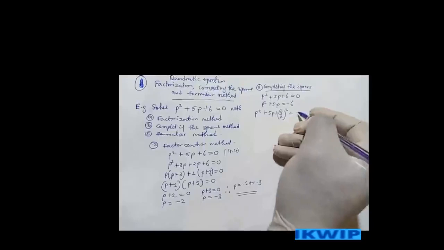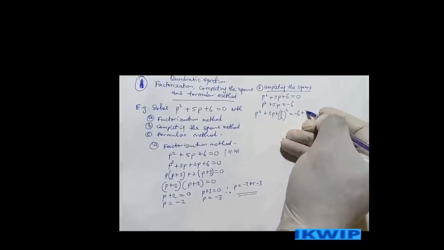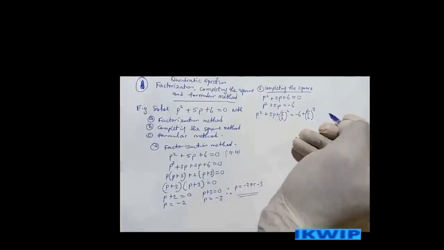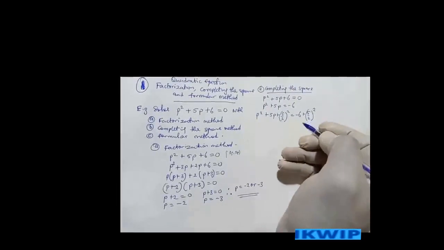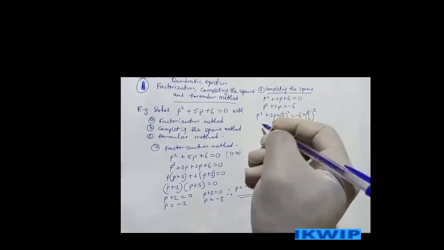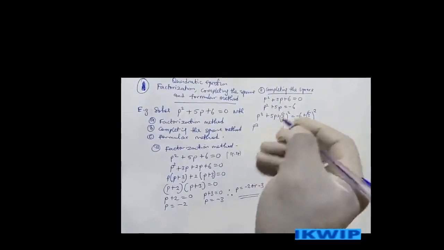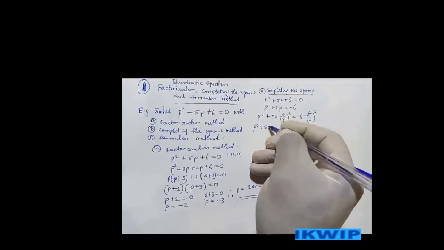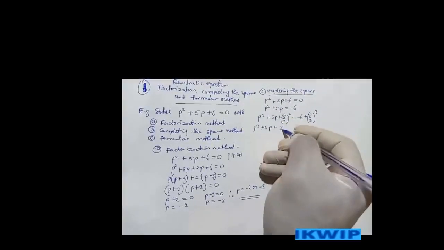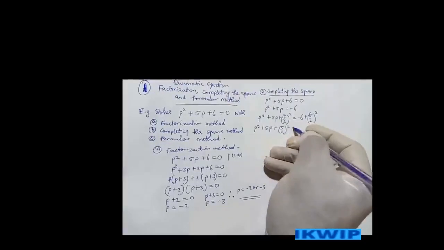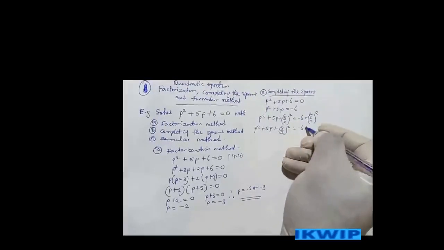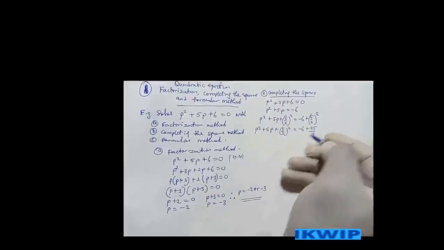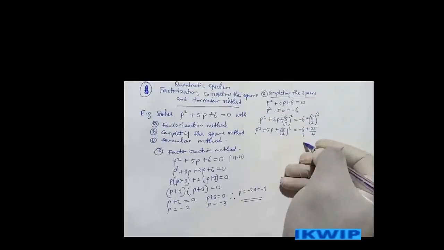So we have p squared plus 5p plus 5 over 2, which is half of 5, squared. It's equal to minus 6 plus 5 over 2 squared. Alright, so I will have p squared plus 5p plus 5 over 2 squared is equal to minus 6. 5 squared is 25, 2 squared is 4. I will say minus 6 over 1.